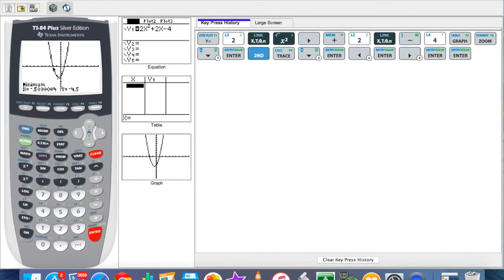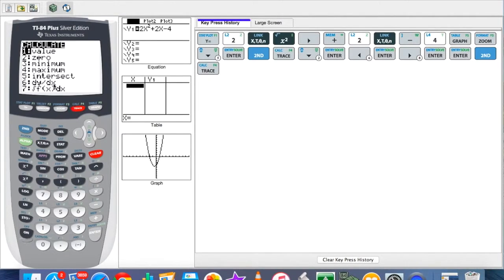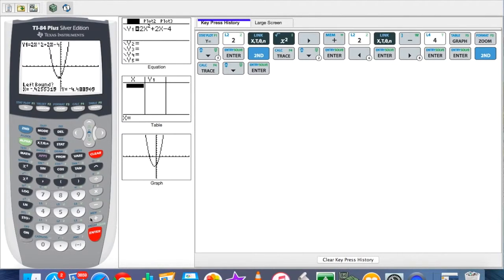Our roots, we know, are where this function crosses the x-axis. They're the zeros, the x-intercepts, or our roots. How we do that is, again, second trace. This time we go into number 2, zero. We click on zero, and it's going to ask us for the left bound. This time we have to do this 2 times since there are 2 roots. We want to find the left bound of one root, so we're going to do the left side root first, right here. So it says the left bound, so we want to go to the left of that root and press enter.